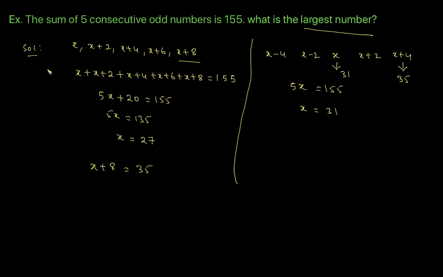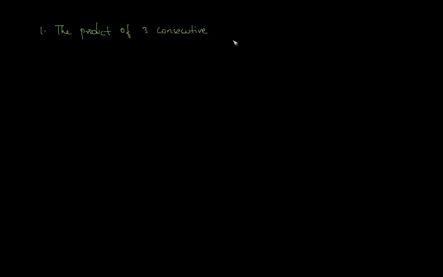Now we see two properties of consecutive numbers. One: the product of 3 consecutive numbers is always divisible by 6. Whenever I say consecutive numbers, it is consecutive natural numbers only.